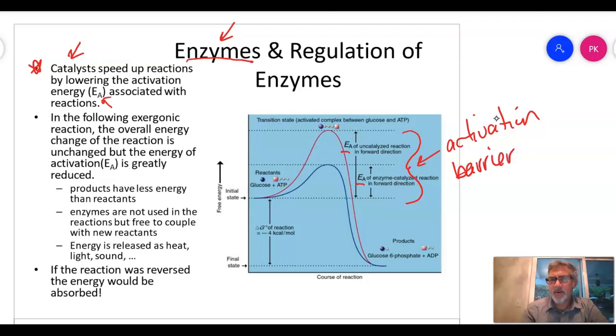So that's the activation barrier. That's the amount of energy I have to put into it to get it to start. What a catalyst does is it lowers this activation barrier, right? So the reactions are more favorable to continue. And that's one of the main purposes of enzymes in your body, is to make the reactions favorable to go.